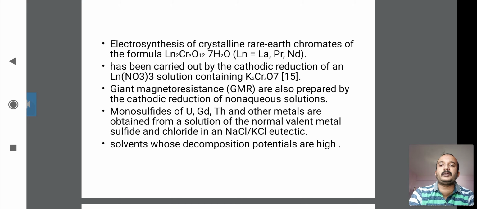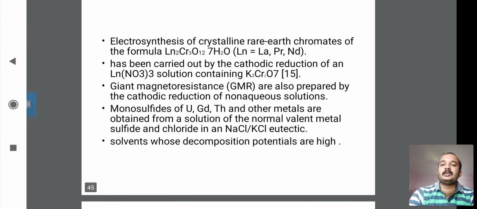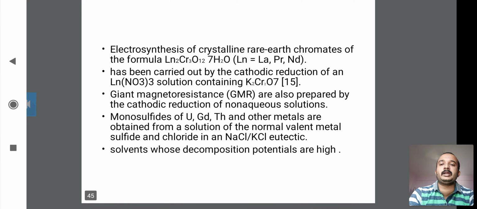Means normal valent metal sulfide, you have to obtain the uranium, gallium and thorium, and the chloride in sodium chloride and potassium chloride are eutectic. Means your chlorine atoms in the sodium chloride and the potassium chloride are present as a eutectic. Then secondly, the solvent whose decomposition potential is high.